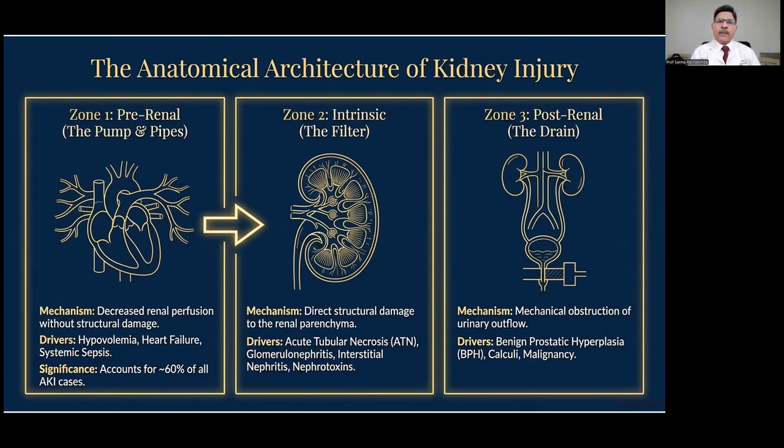One is zone 1, pre-renal: hypovolemia, decreased renal perfusion, heart failure, sepsis, 60%. Second one, intrinsic renal disease: ATN, GN, interstitial nephritis, nephrotoxins. Finally, post-renal: some obstruction either at the bladder neck, urethra, or ureter, obstructive urinary disease, either due to BPH or calculi or malignancy. The pathogenesis still holds good, but for treatment we are not going to classify like that.